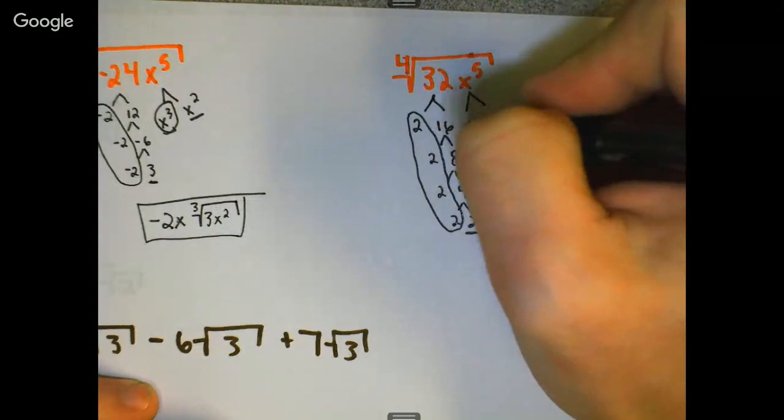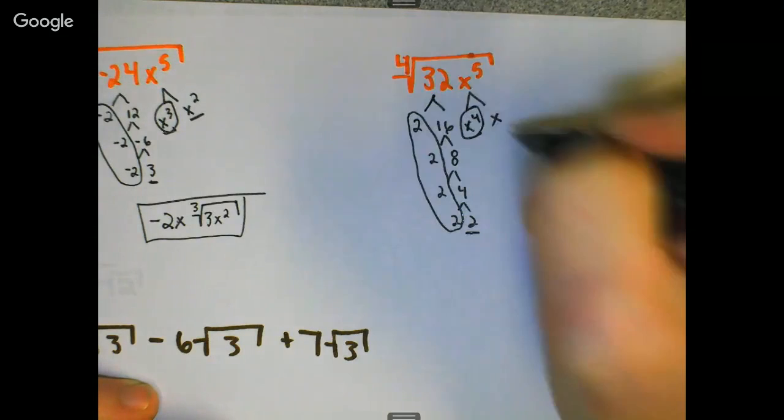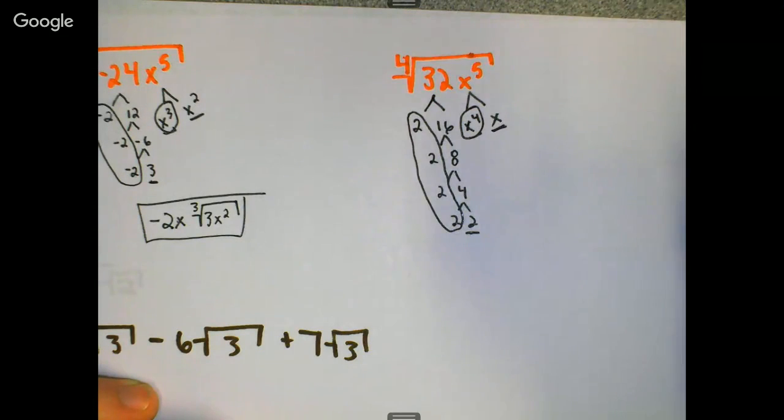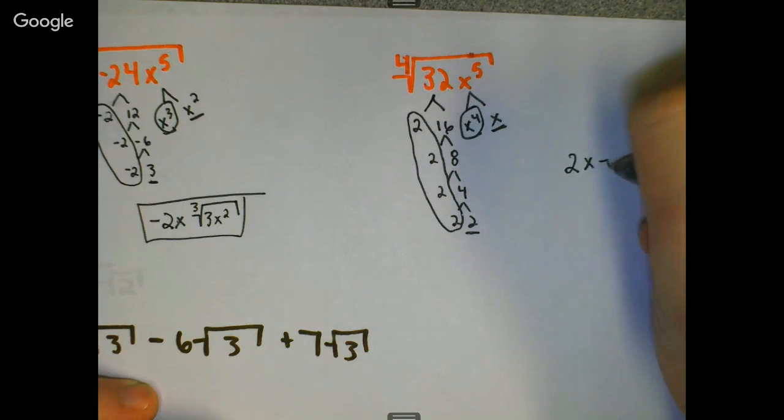The remaining one. We have x to the 4th. And then I had 1x left over. What's coming out front? We have a 2 coming out front. We have an x coming out front, and we have radical 2x underneath.